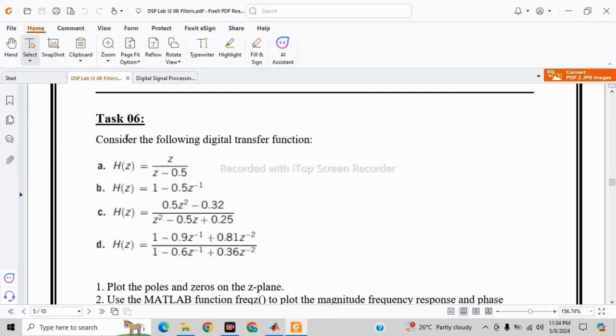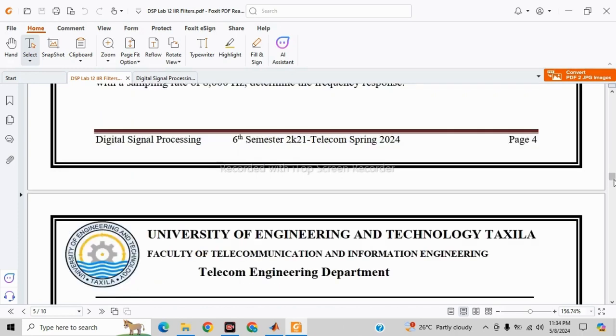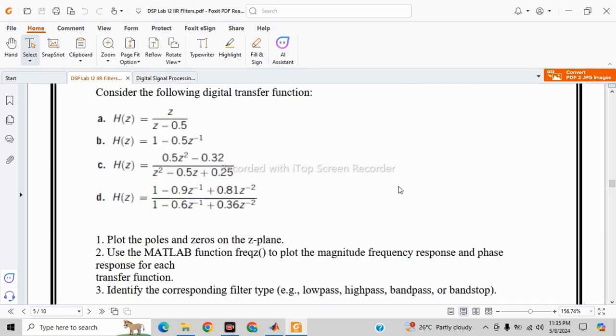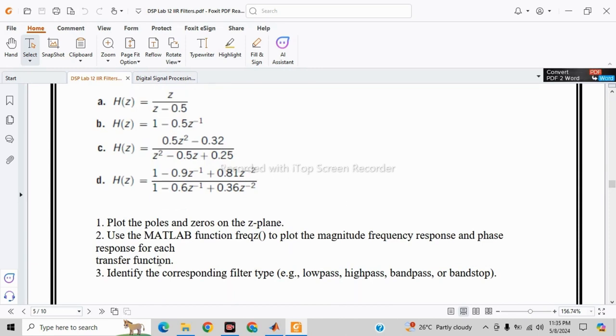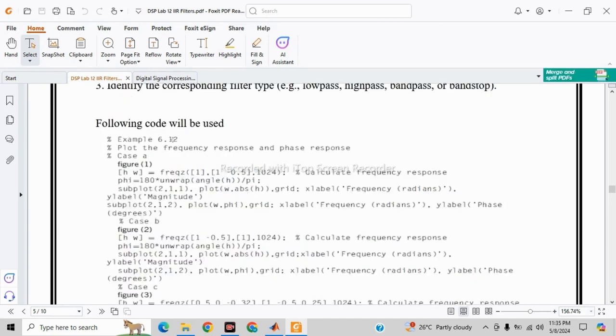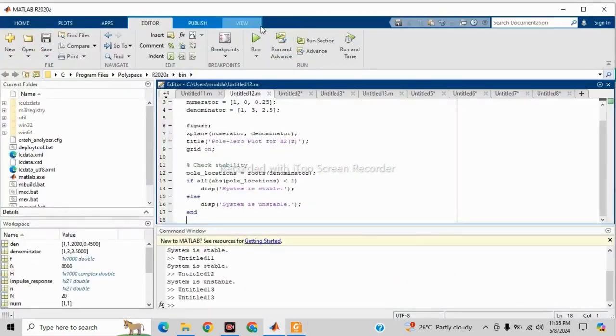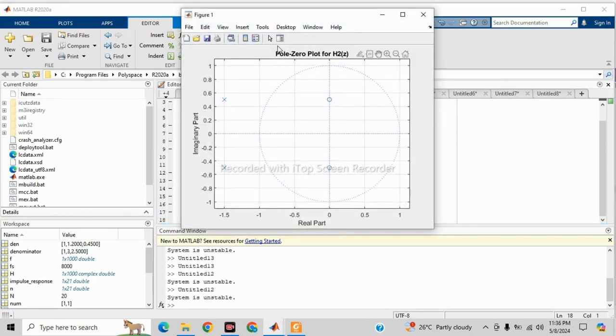Next we have task number 6. Consider the following digital transfer functions, and we have to plot the poles and zeros on the z-plane, and use the MATLAB function to plot the magnitude frequency response and phase response for each transfer function, and identify the corresponding filter type, for example low pass, high pass, band pass, or band stop. Here is the code that will be used in this task, and in MATLAB I will code this task here, and the output of this task is here, the pole-zero plot.